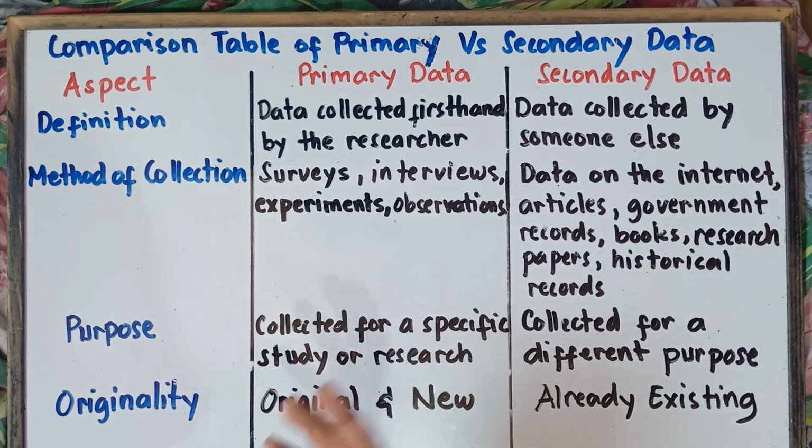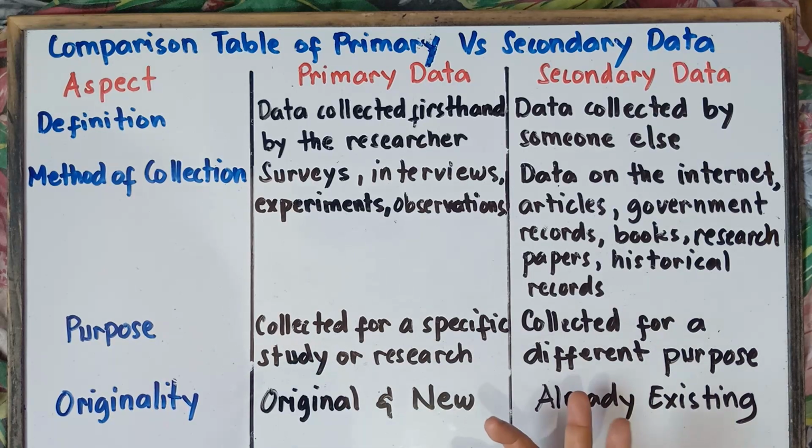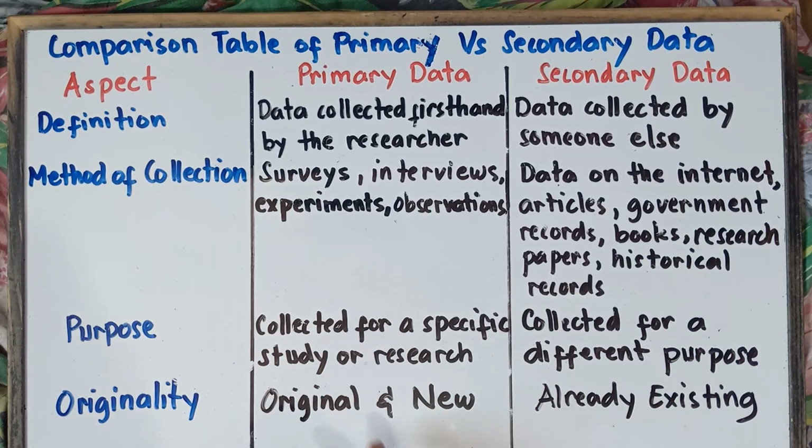Now, what would be the purpose in collecting primary data and secondary data? Primary data is collected for a specific study or research, and secondary data is collected for a different purpose. For example, if you have an assignment and you want to gather more information, you can collect that information using secondary data, data on the internet or in articles. Once again, originality: primary data is original and new, and secondary data is already existing data.